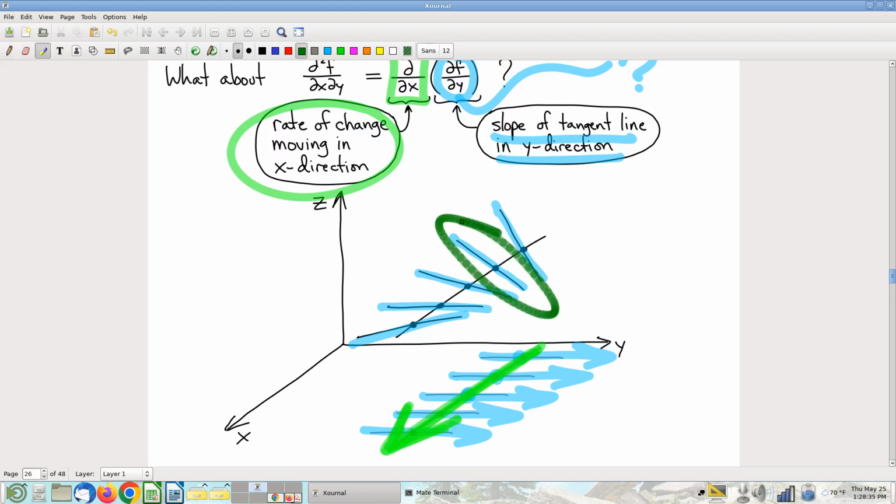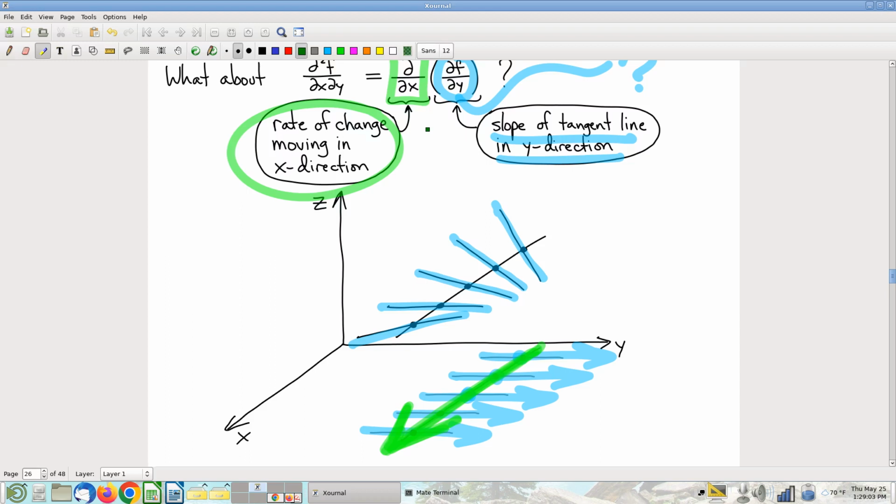And then here it's -1-ish. And here it's about -0.5. And then here it's about 0. And then here it's about +0.5. Hey, you know what? All of these blue slopes, all of these partials of f with respect to y, all of these things that I'm taking the x partial of are increasing.